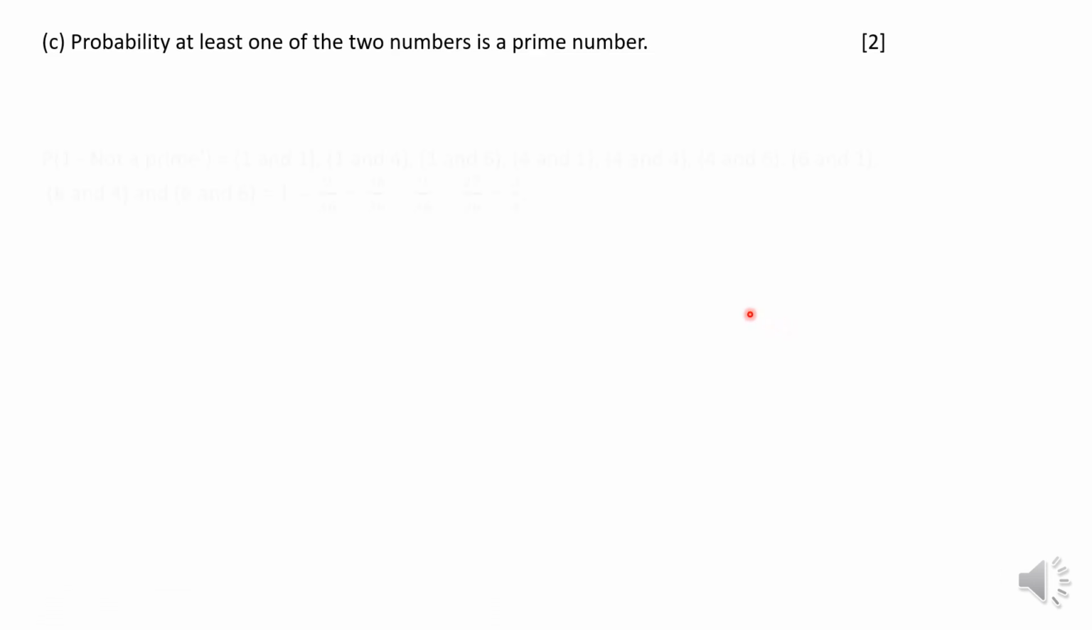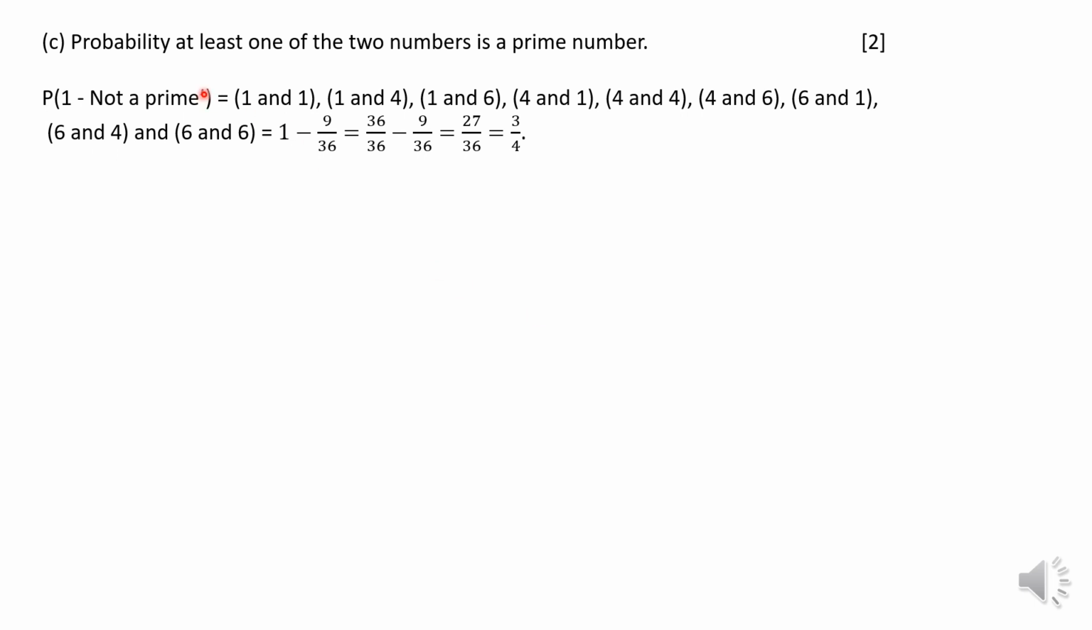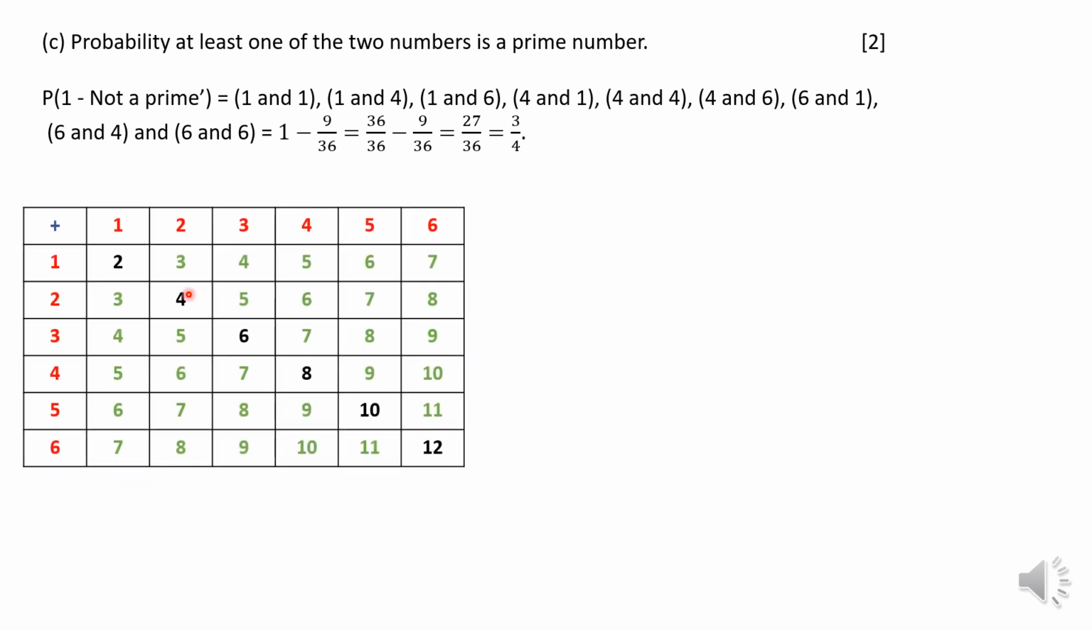Part C of this question was quite a bit tricky. They ask, what is the probability that at least one of the two numbers is a prime number? So what I did is, if I bring down my table again, for something to be a prime number, I took 1 minus what is not a prime number. That means everything, 36 out of 36, and then I take what is not a prime number. So I've listed here what is not a prime number.